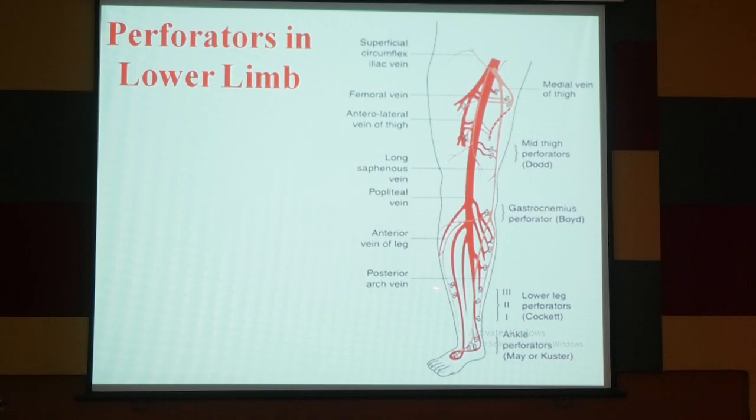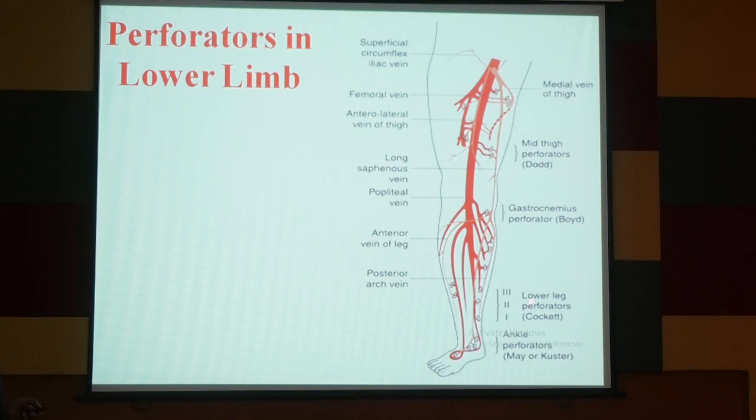Now, I will tell the perforators. This is the venous pattern. The medial vein of the thigh, the mid-thigh perforator of Dodd. There is a perforator in the mid-thigh, and the gastrocnemius perforator of Boyd. Professor Boyd is the anatomist who dissected it out and saw it.